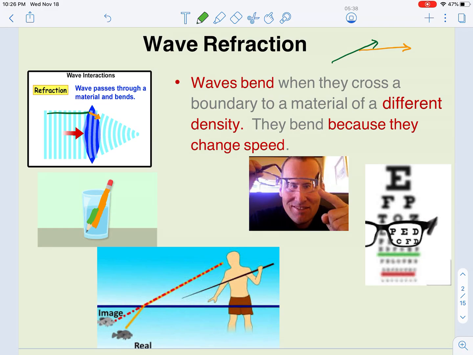The image at the bottom of the slide of the boy who is trying to spear a fish, he's going to miss most likely unless he's very experienced and knows how to adjust his aim, because you can see from the illustration the light that reaches his eye is what they have drawn with the alternating red-orange line.